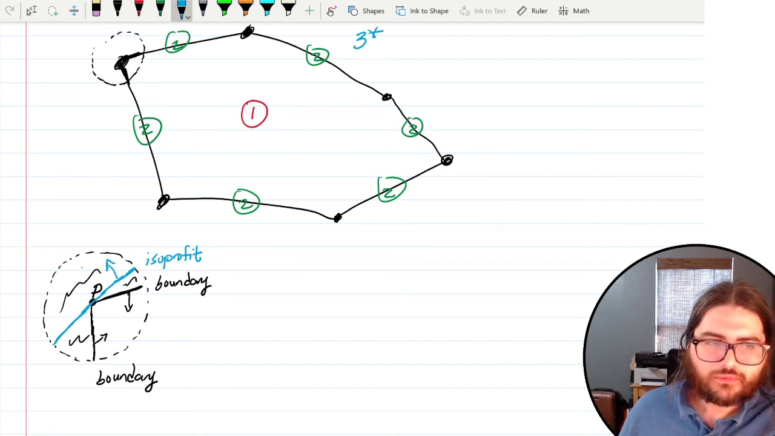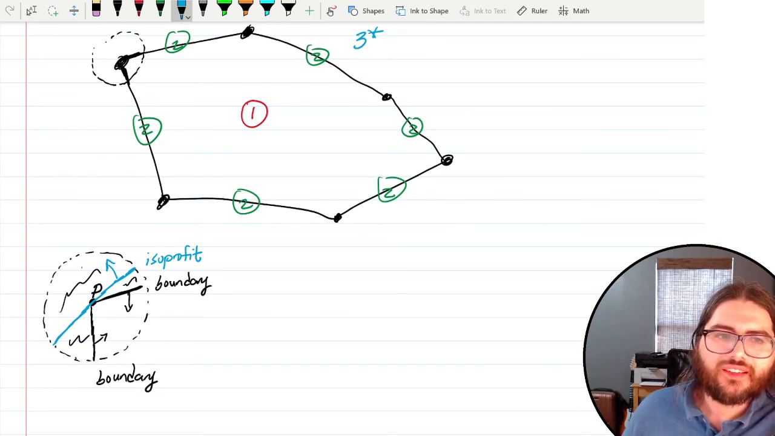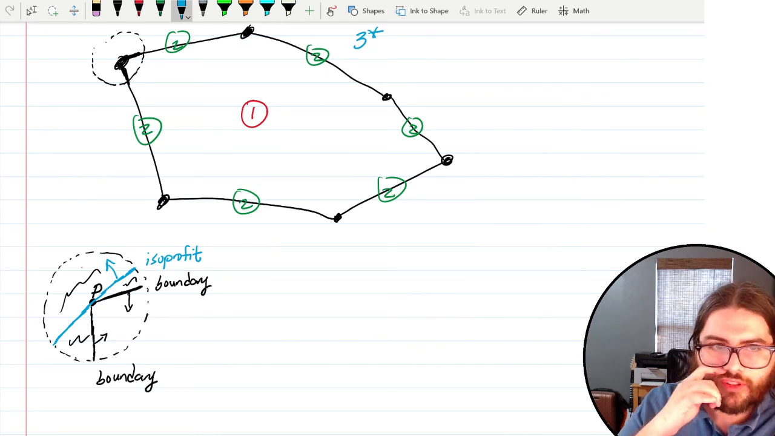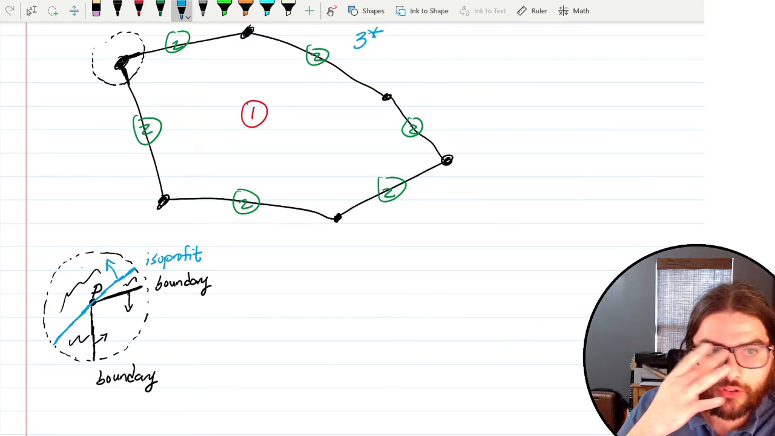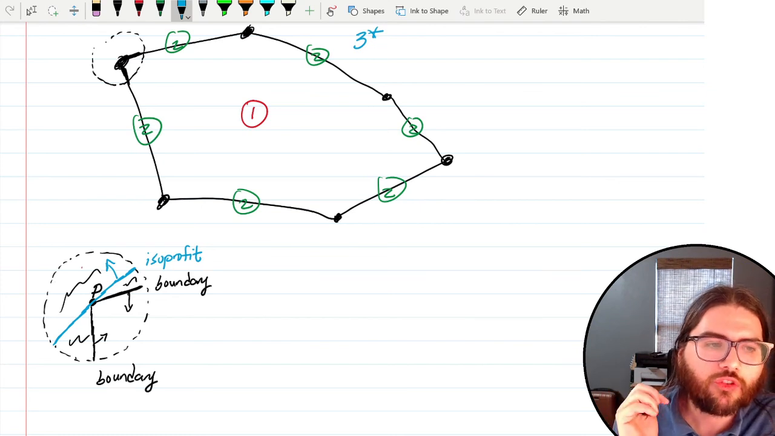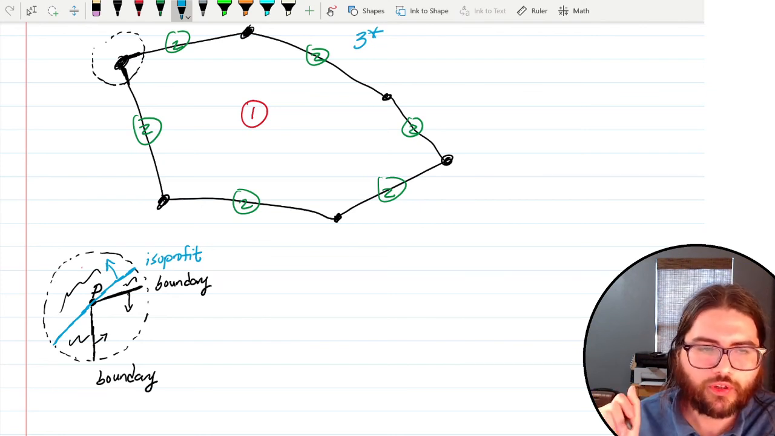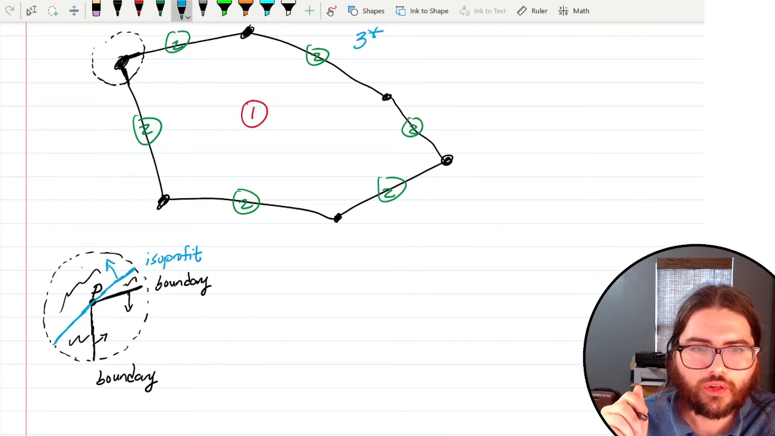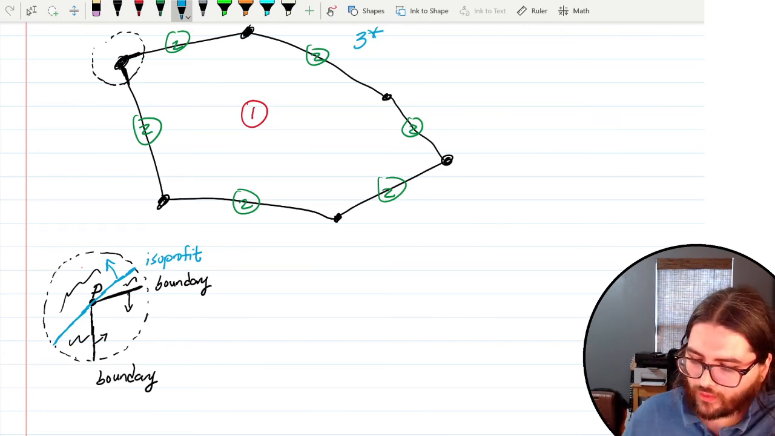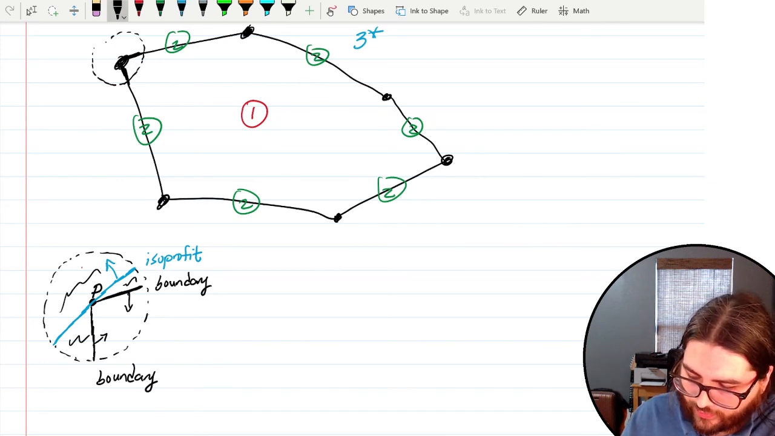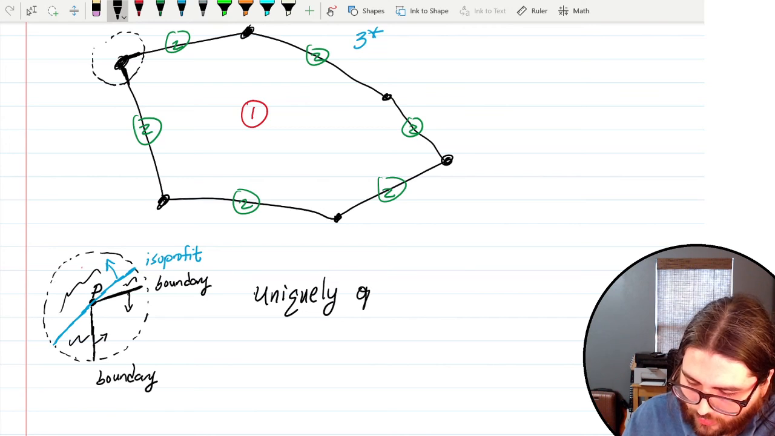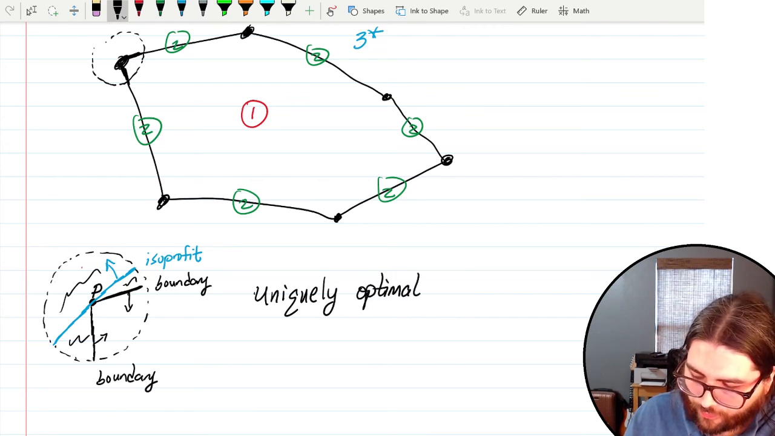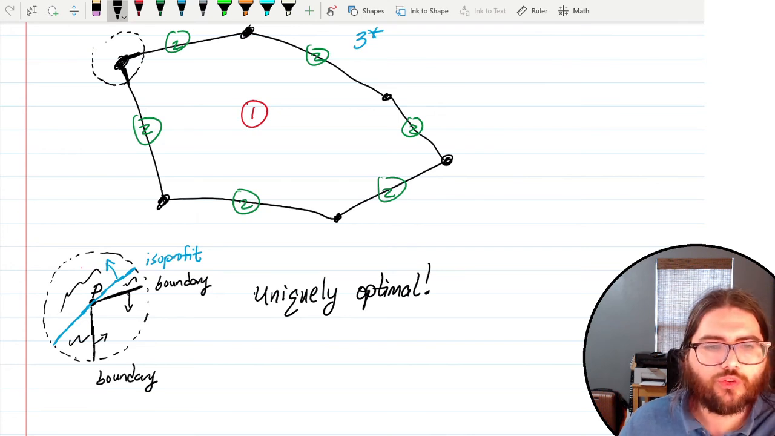And the nice part about this is that, again, if it's not this one, then it's one of the other ones. I could make this drawing for all of the corner points. Excuse me, there are 6 corner points in this region. I could make this circle drawing for all 6 of the corner points. It will always work for one of them. So this is the unique optimal scenario. This one is uniquely optimal.